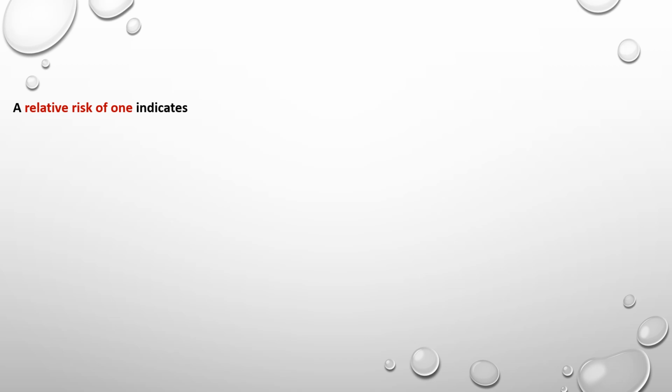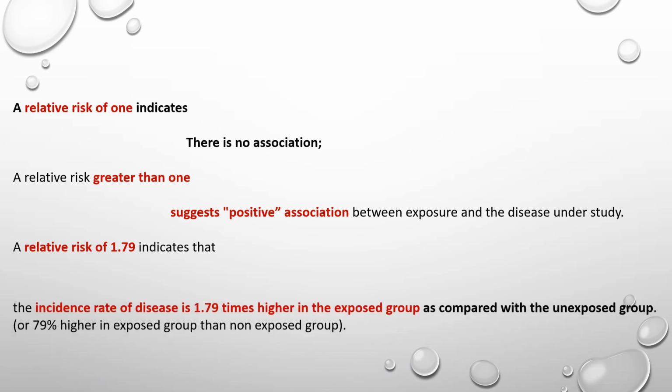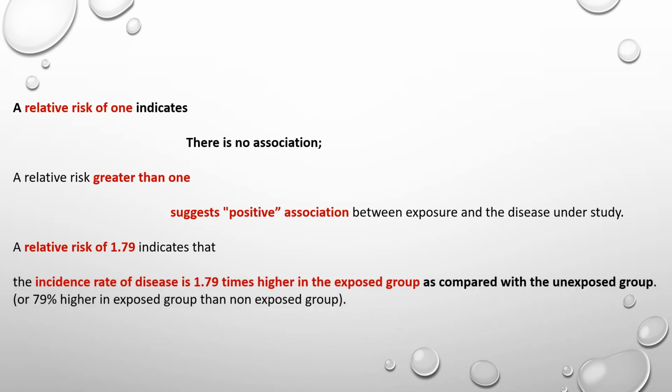Here, relative risk of 1 indicates that there is no association. A relative risk greater than 1 means positive association between exposure and disease under study. A relative risk of 1.79 indicates that the incidence rate of disease is 1.79 times higher in the exposed group as compared to the unexposed group. Or incidence rate of headache is 1.79 times higher in the caffeine drinker group as compared to decaffeinated drink users group. In other terms, we can say that it is 79% higher in exposed group than non-exposed group. Okay, got it?